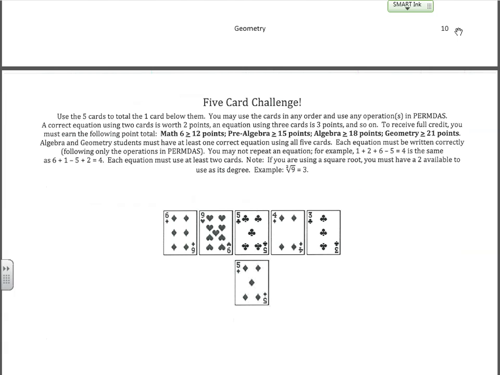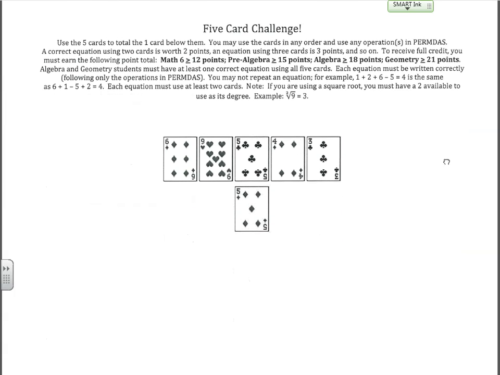Next one, 5-card challenge. You can do this on your, actually it's probably better off for you to do your algebra 5-card challenge on this page, since you have to get more points on this page anyway. So 21 points, at least one 5-card combo. You know the drill for that.